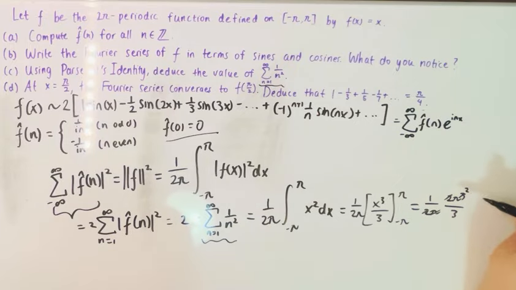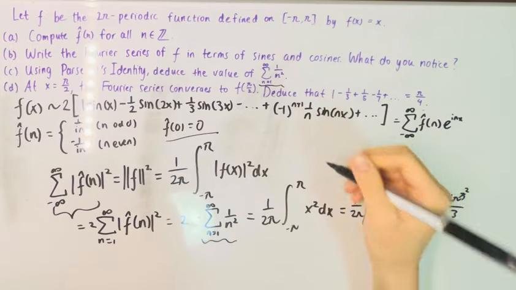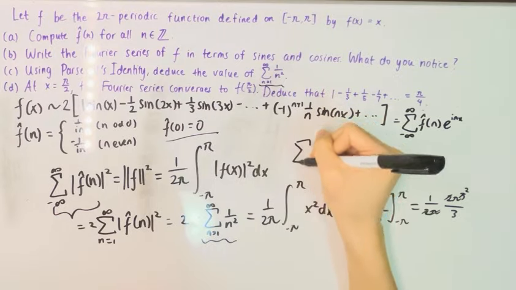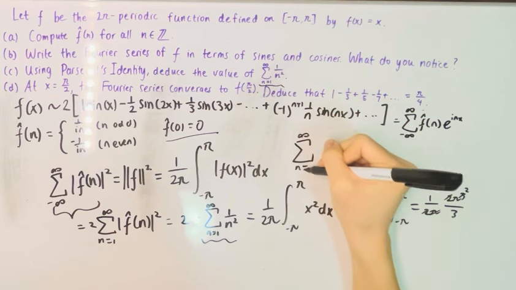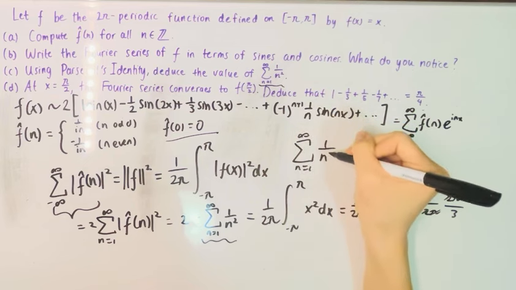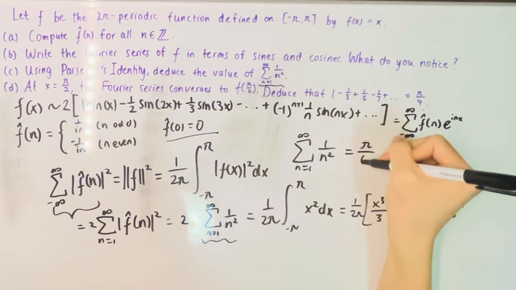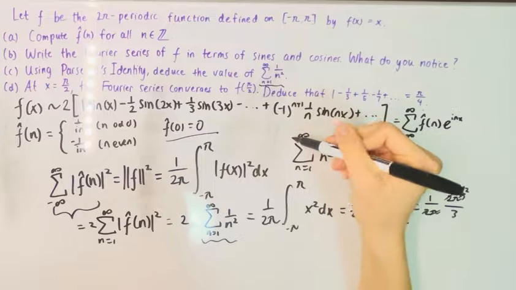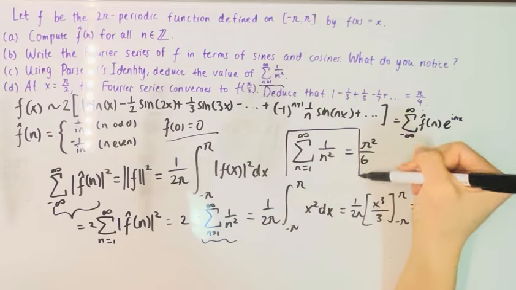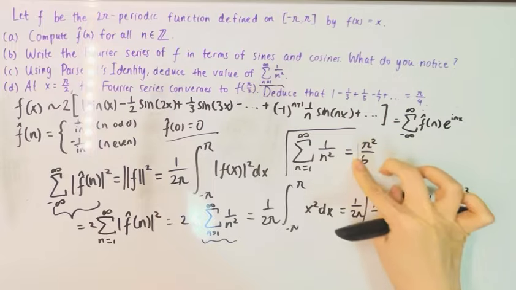So when we divide by 2, what do we get? We get pi squared over 6, which tells us that the sum from 1 to infinity of 1 over n squared is equal to pi squared over 6, which is pretty cool.